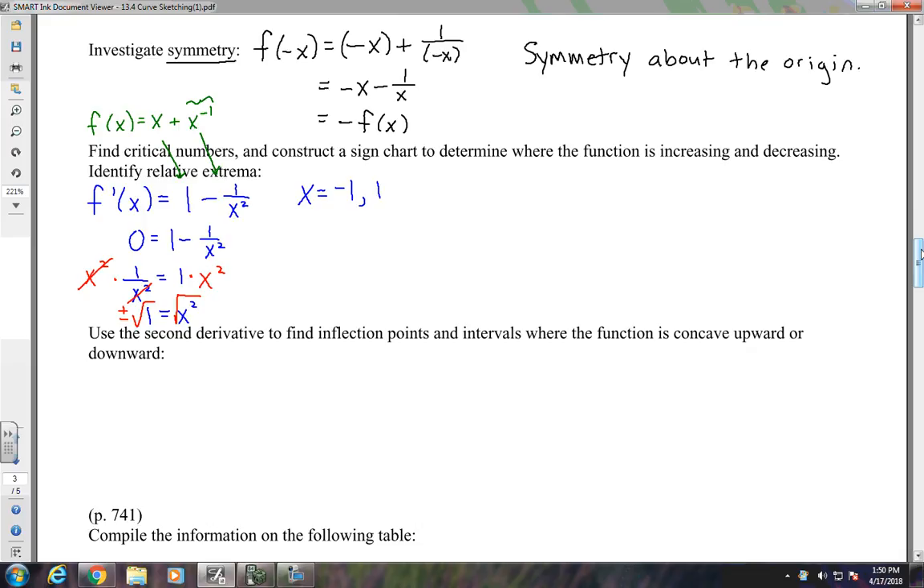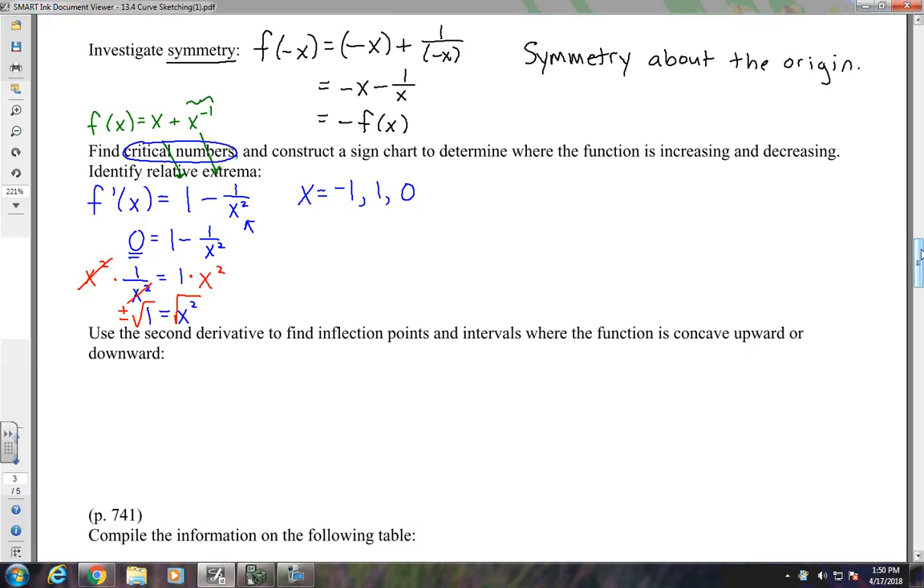Remember, in the definition of critical numbers, they occur either where your derivative is equal to 0 or where your derivative is undefined. Well, if I look at my derivative, it's going to be undefined if x is equal to 0. So don't forget to check that one. I've left that out a bunch of times. It's very easy to forget. So I have 3 critical values.